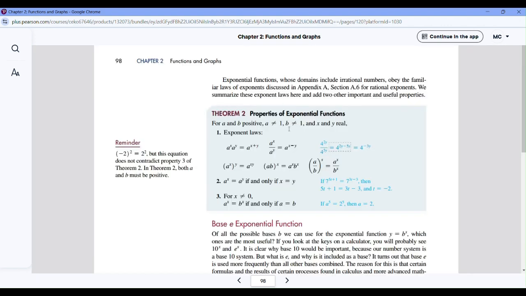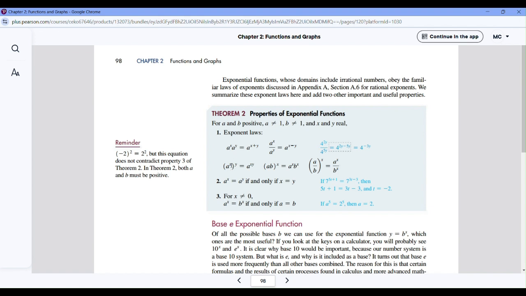All right, properties of exponential functions, a to the x. So here we have a few laws that we must know when working with exponential functions. If a and b are positive and a is not 1 or b is not 1, and they're real numbers, then a to the x times a to the y equals a to the x plus y. If bases are being multiplied, you add the exponents.